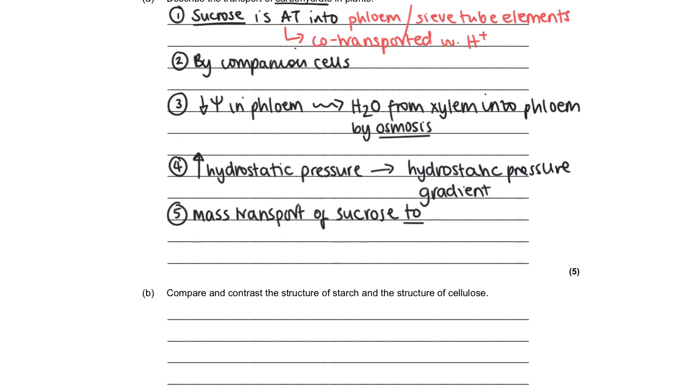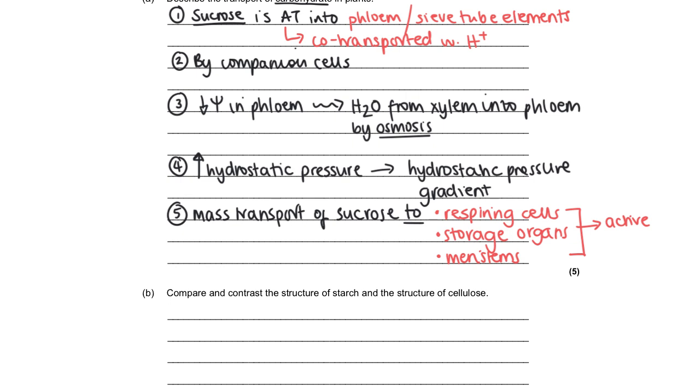And the sinks, you could have said, are to respiring cells. You could have also been nice and vague and said to storage organs, so things like potatoes. You could have also said to young leaves, fruits, seeds, shoot tips, root tips, or meristems. And the key detail about all of these is that these are active parts of the plant.